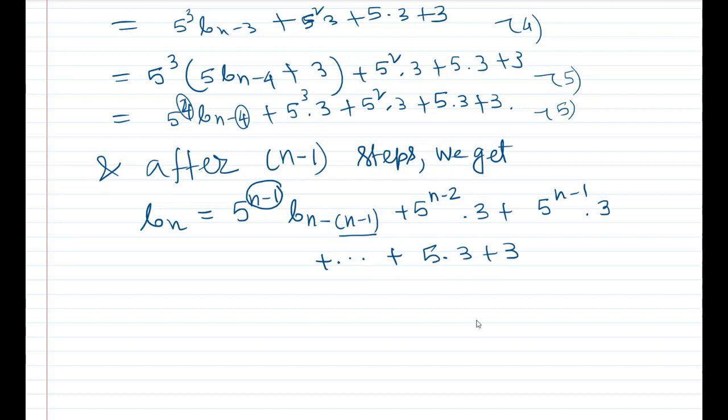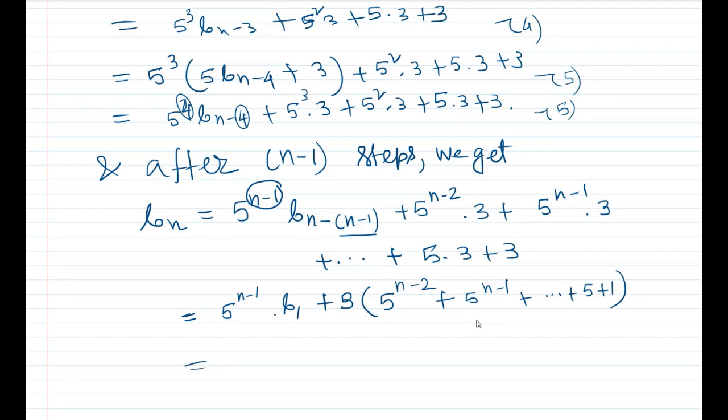Now we are getting a GP series. This equals 5 to the power n minus 1 into b1, because n minus of n minus 1 is n minus n plus 1, so b1, plus, if we take 3 common, 5 to the power n minus 2 plus 5 to the power n minus 3 plus and so on, plus 5 plus 1. So this is a GP series whose common ratio is 5.